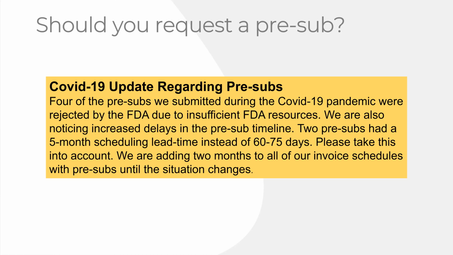The FDA refused it. So if your company is trying to submit a 510K pre-sub or a de novo pre-sub, anticipate that they're not going to hit the 60 to 75 day timeline, and they're going to be more like 4 months. Some of them have taken us 5 months.